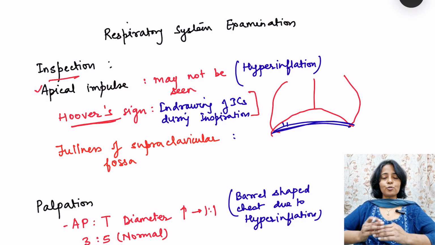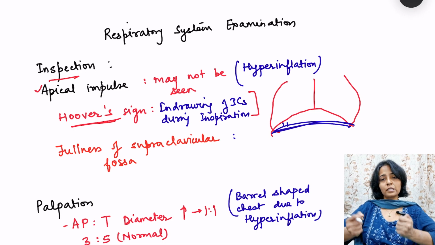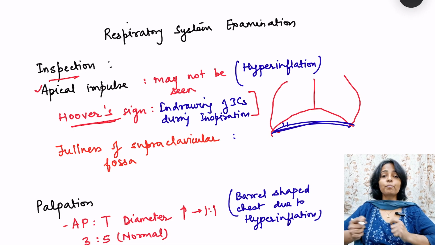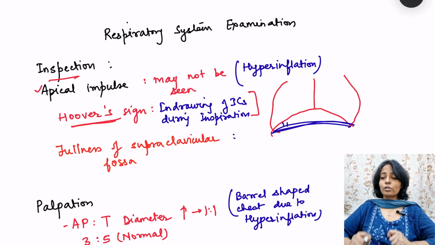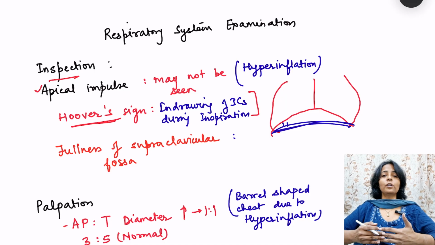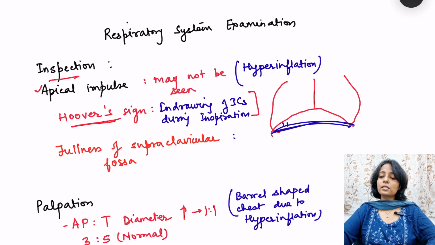So its attachment with the ribs is changed. Its contraction when it occurs, the diaphragmatic contraction, the pull on the ribs, the angle at which it is occurring, is changed. So that's why instead of that outward movement, we see indrawing of intercostal spaces during inspiration. That is also a sign of hyperinflation.